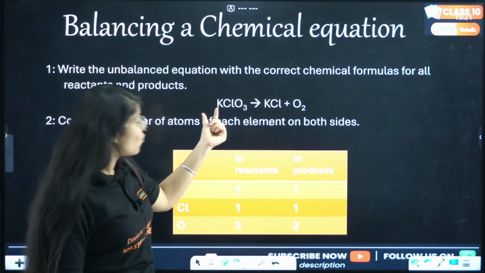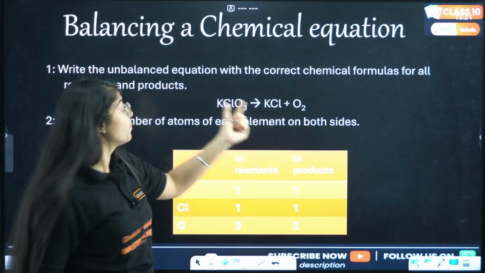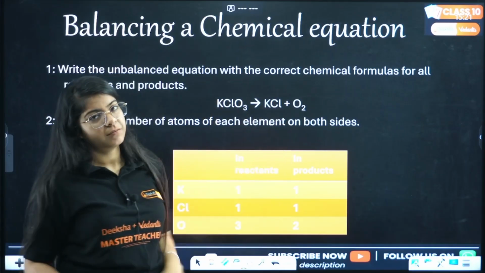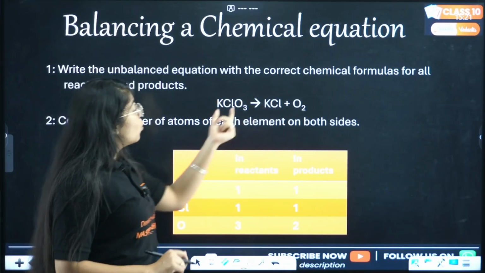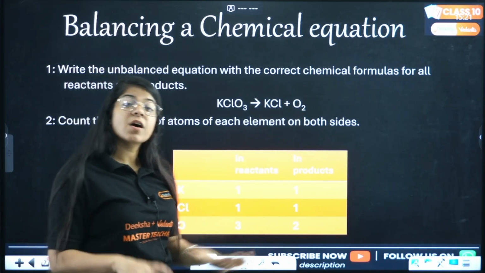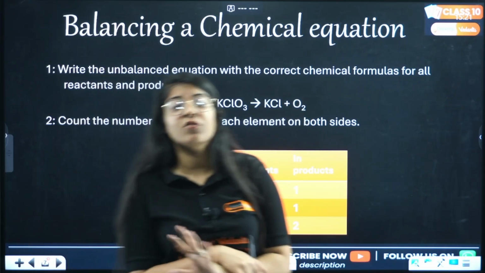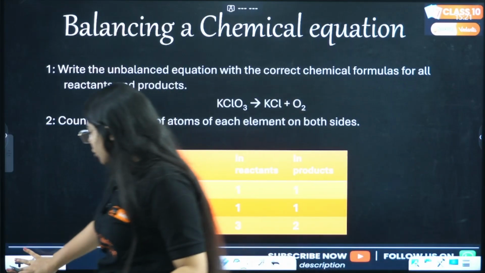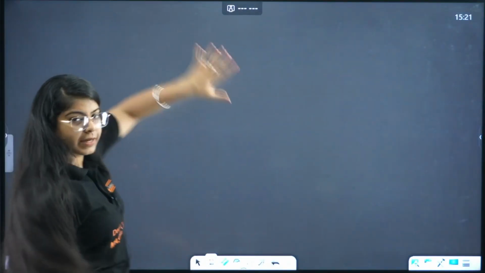K is 1 here, K is 1 here. Okay, that works. Cl is 1 here, Cl is 1 here. That is completely sorted out. O is 3 here, but O is only 2 here. So first, we are going to make this very, very easy. Let me just show you how to do it, then I'll get back to the notes.